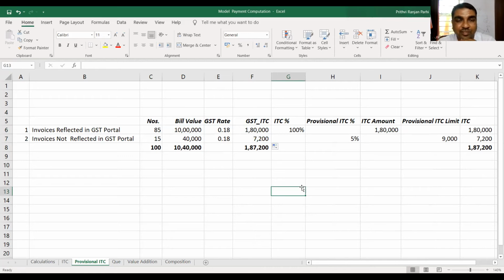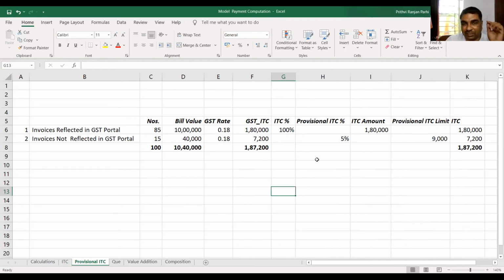Now, did you understand? Invoice value, this is the GST rate, this is the GST ITC. And here you see what the rule says: ITC you can take 100% for those invoices which are already reflected, already uploaded. If they're not reflected, then you can take 5%, but here you have to see 5% of 180. This 5% is not to be linked with 7,000. Are you getting it?